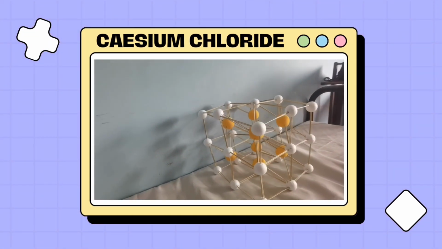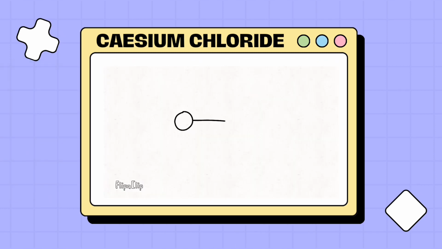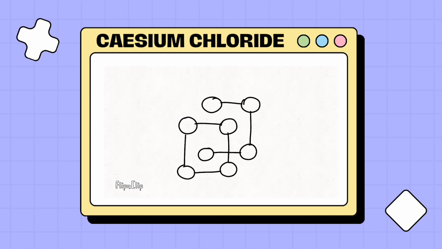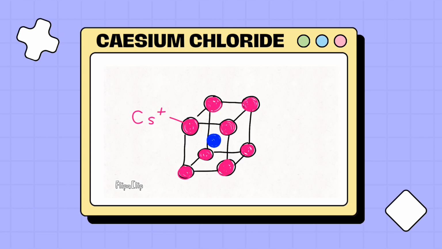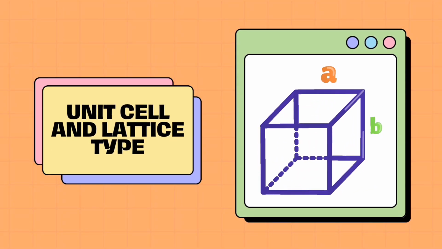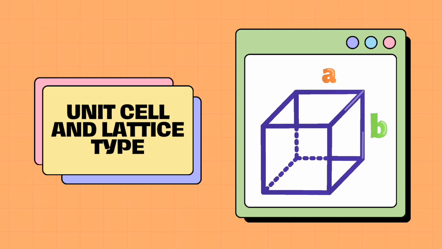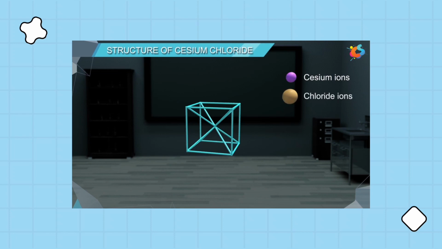In this video, we are going to explain one of the common crystal structures and its applications, which is Caesium Chloride, CsCl. Caesium chloride crystallizes in a primitive cubic lattice.